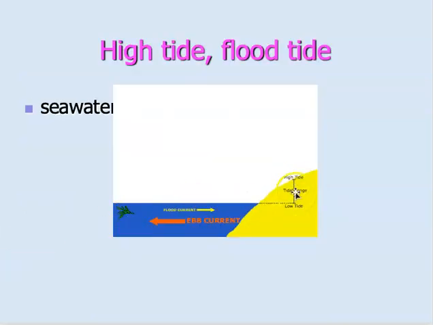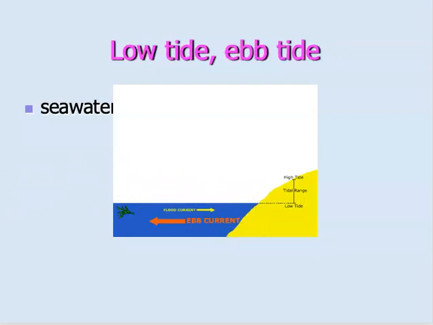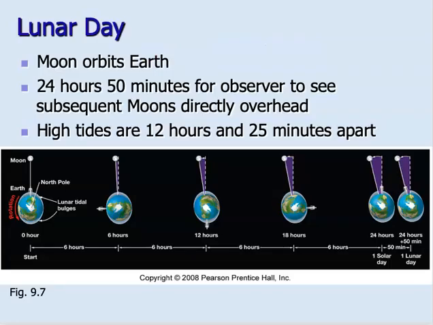The tidal range here shows where water level is at high tide twice a day, then it drops down to low tide twice a day. This demonstrates low tide. Low tide. In a lunar day, you have to add an hour for the moon to make a full rotation.